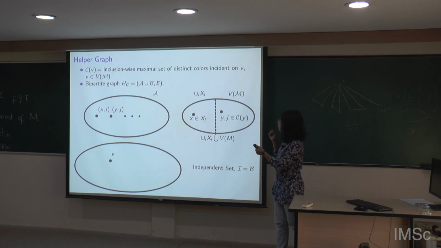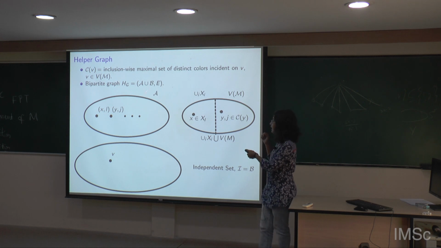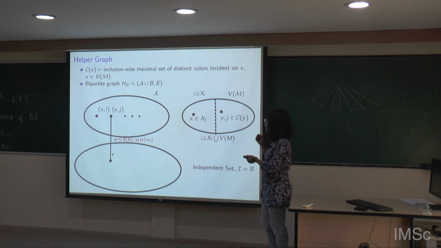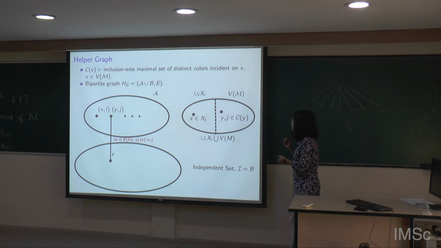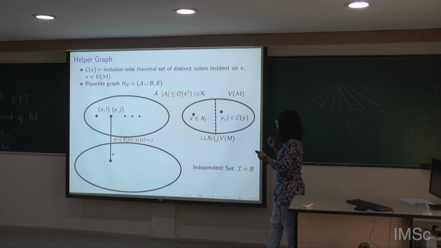So now I have to define how I am defining the edges, right? So this defines how I am defining the sets A and B. Now I will define the edges as follows. I have an edge from this vertex v to y comma j if vy is an edge of the original graph G, and this edge has color j. Then I will add this.